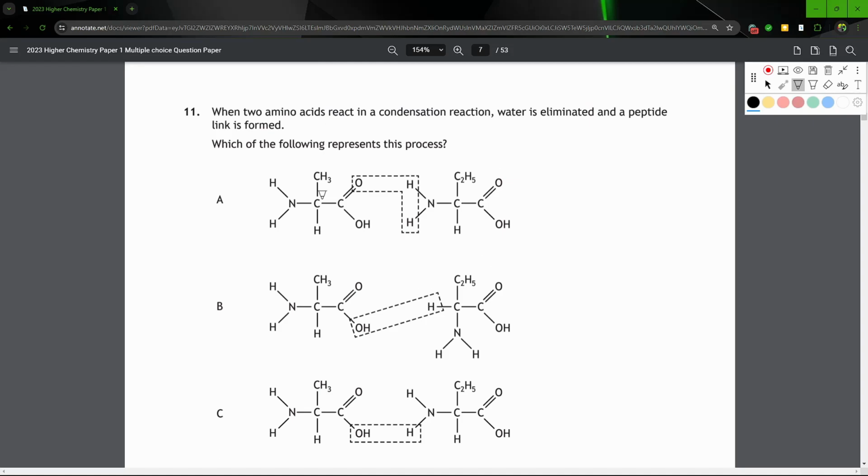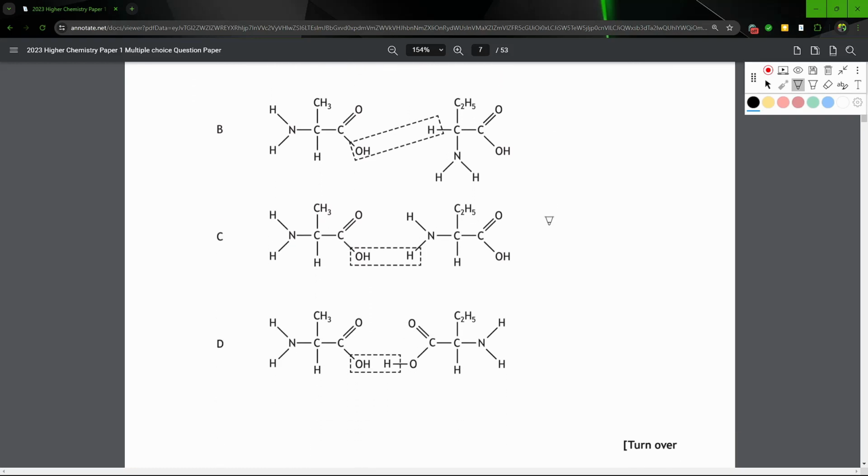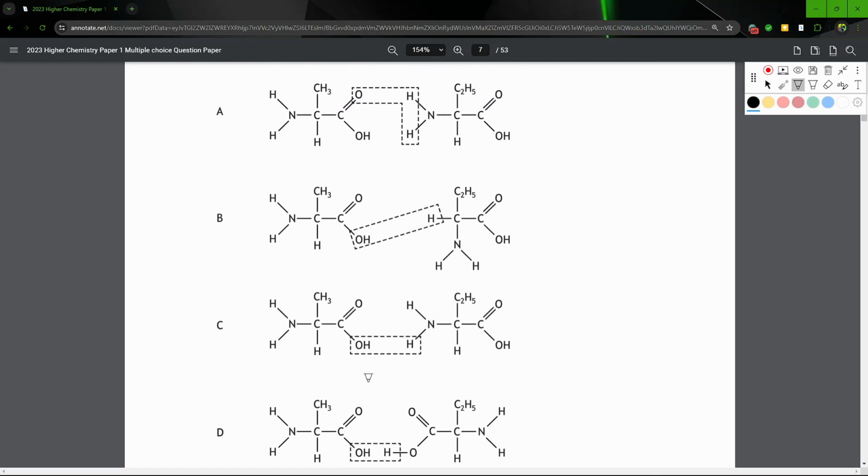Move on to 11. When 2 amino acids react in a condensation reaction, water is eliminated and a peptide link is formed. Which of the following represents this process? So all these options circle the exact same atoms that would make water, but we need to make sure that we're picking the correct ones.